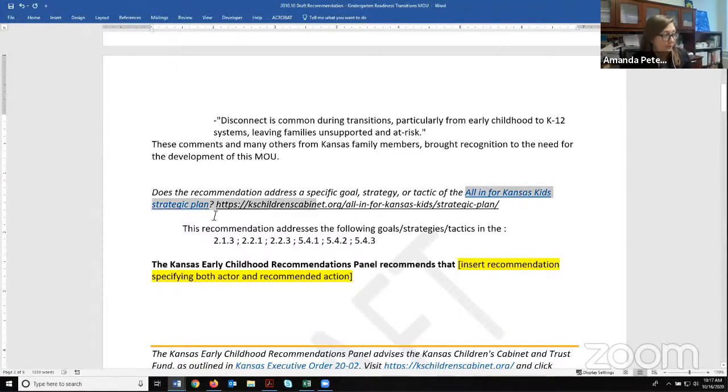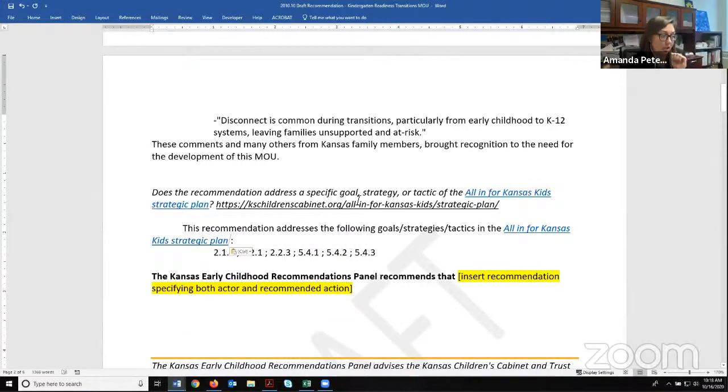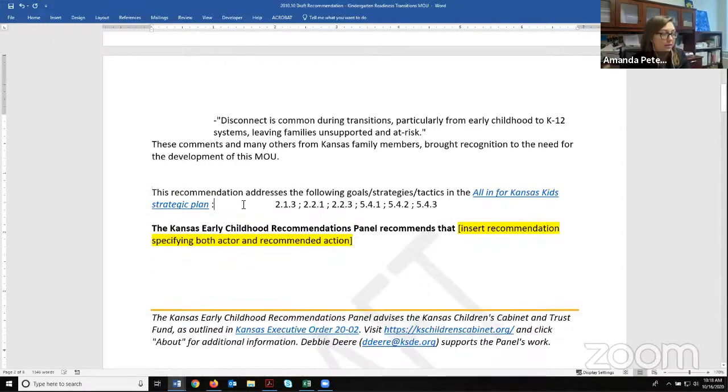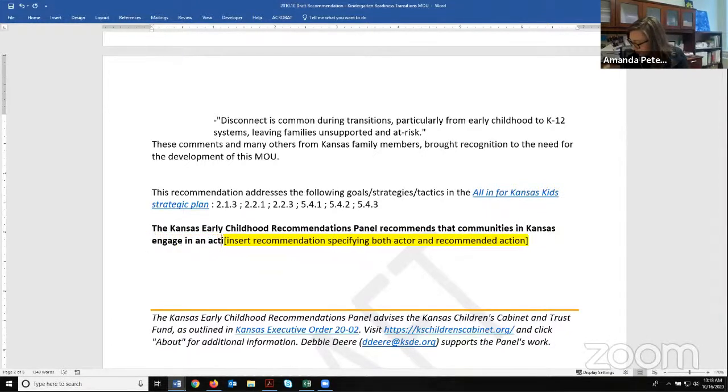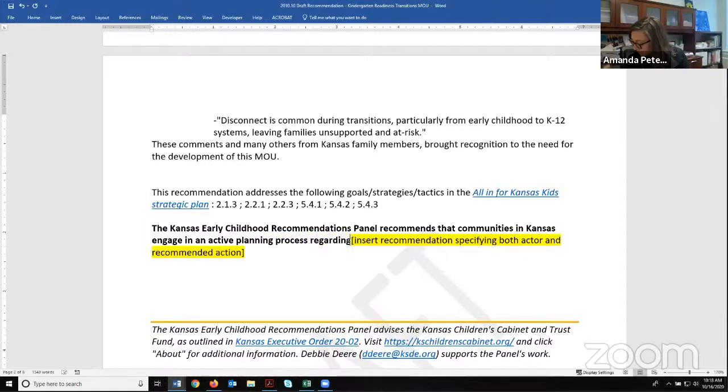All right, so thank you everybody for working through that piece. And so now we get to say the Kansas Early Childhood Recommendations Panel recommends that piece. And Peggy, I think that you had shared a starting point. I might not have caught this right, so please give me a second to type and then let me know what needs to get fixed. All right, here is a starting point. What do we want to add or change?